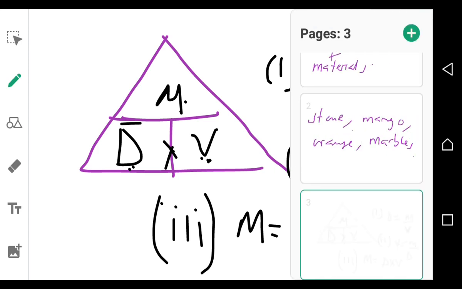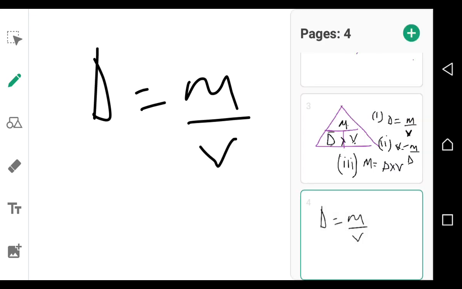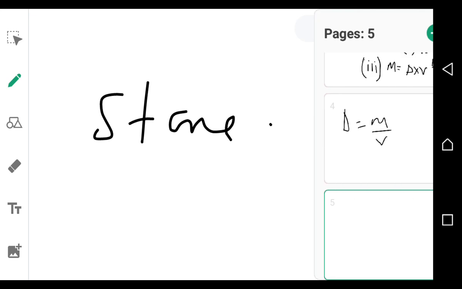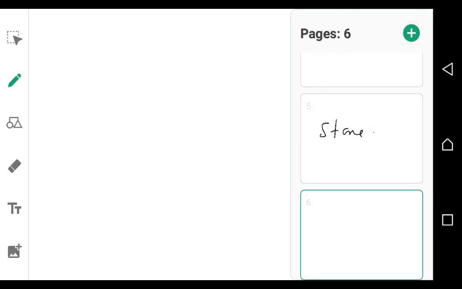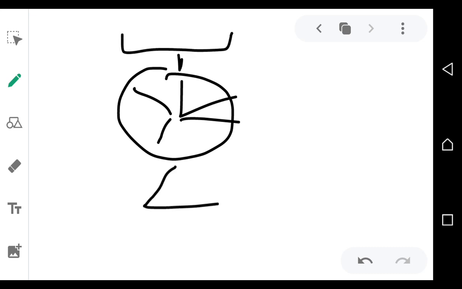Since the density formula is mass over volume, sometimes they can ask you to find the density of, for example, a stone. The first thing you do is measure the mass of the stone using a beam balance. A beam balance looks something like this. It has got calibrations like this, and here there are numbers: 0, 10, 20, 30, and so on.